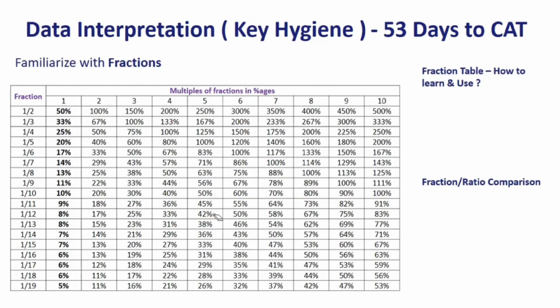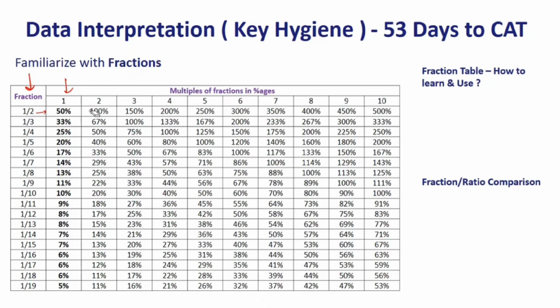Let's move forward talking about fractions. One thing that you must do from data interpretation standpoint is fraction table. So what is a fraction table? You have fractions here, as you can see, from 1 by 2 to 1 by 19, and the first multiple of this fraction is 1 by 2 is 50%, 1 by 3 is 33%, going on till 1 by 19, which is approximately 5% or slightly more than 5%, 5.3% approximately. Now if you know these fractions, once you start practicing them, you will remember them.